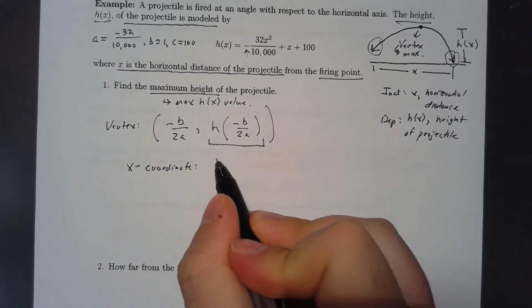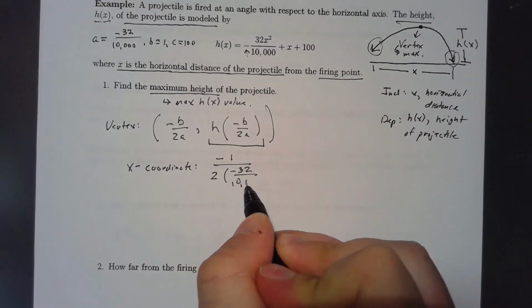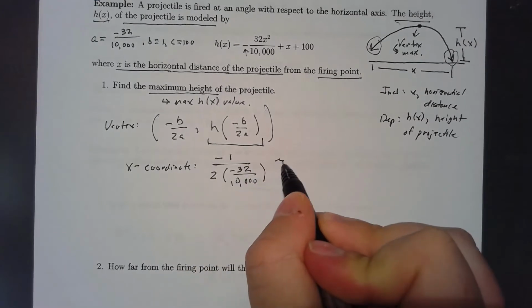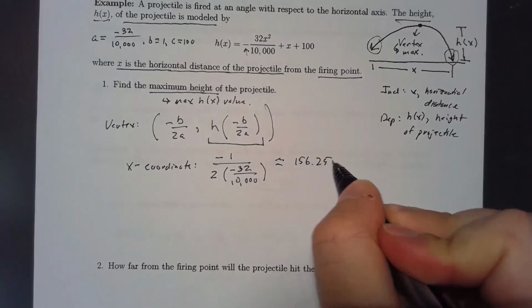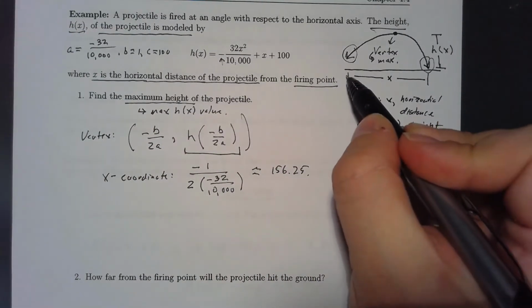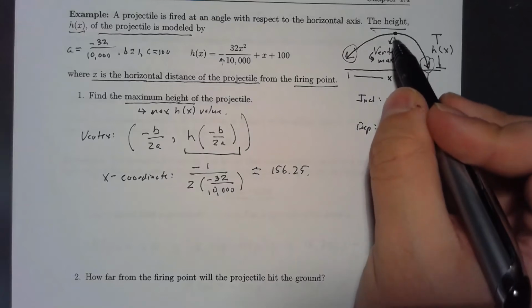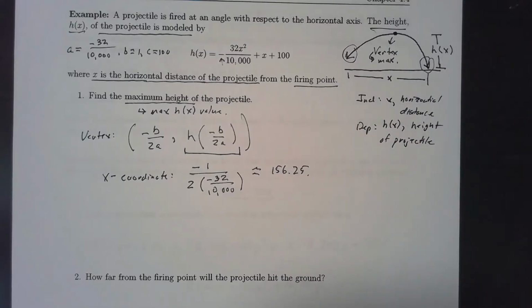So when you do that, you're going to get negative 1 over 2 times negative 32 over 10,000. And if you do that computation, you get roughly 156.25. Now that's the horizontal distance from the firing point where the projectile is at a maximum, right? So if you're thinking about throwing a football, if you throw it on the 50-yard line, it might reach the maximum at the 25-yard line. So that would be 25 yards away from where you threw it. So that's what this value represents.